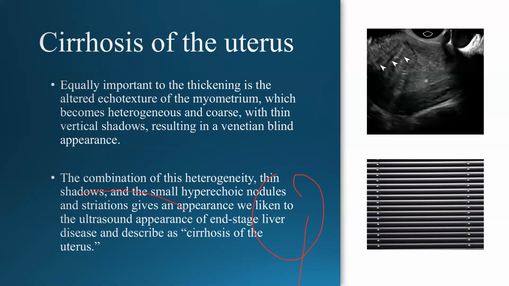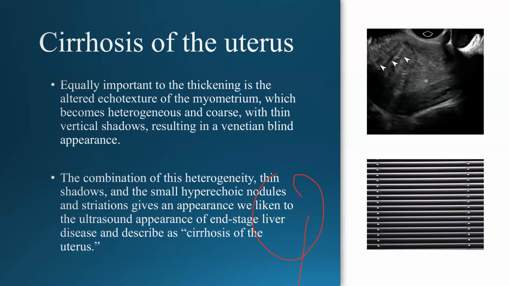Thank you. So the combination of this heterogeneity with the thin shadows, when you see these thin shadows like the window as I explained it to you, with the small hyperechoic nodules and the striations, all of these are suggestive signs of the ultrasound appearance of end-stage liver disease. It looks like an end-stage liver. That's why we call it cirrhosis of the uterus. If you hear this term, it's important to understand why they call it that, because it resembles the picture of the cirrhotic liver with all the criteria I told you about, but this is indicative of adenomyosis on ultrasound.